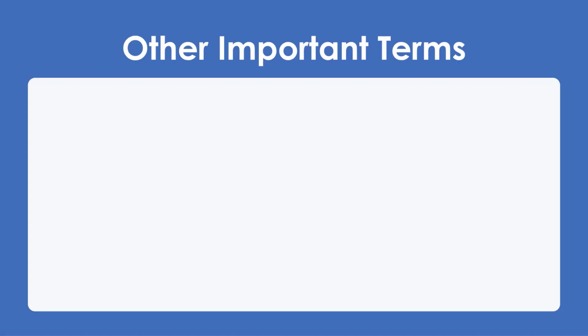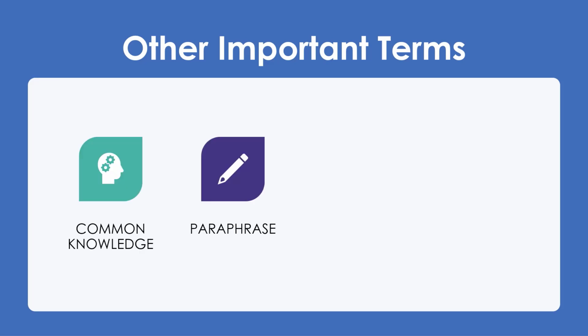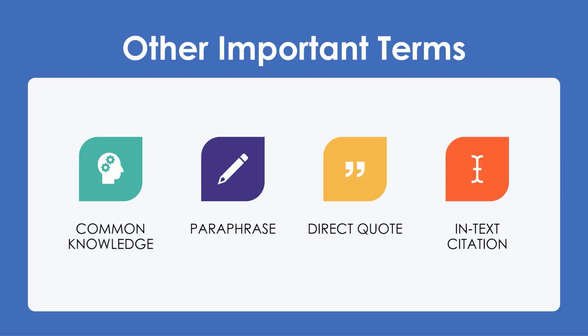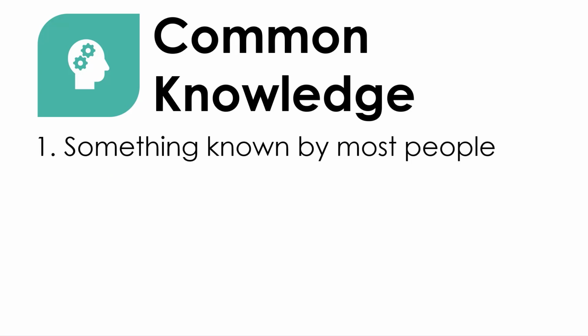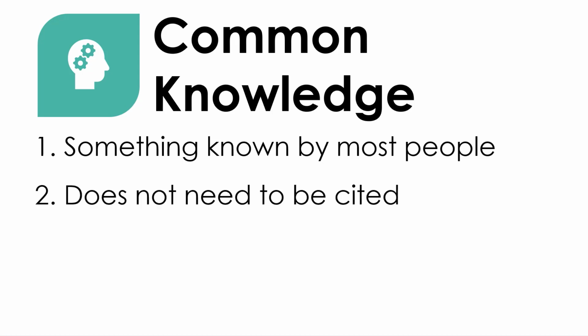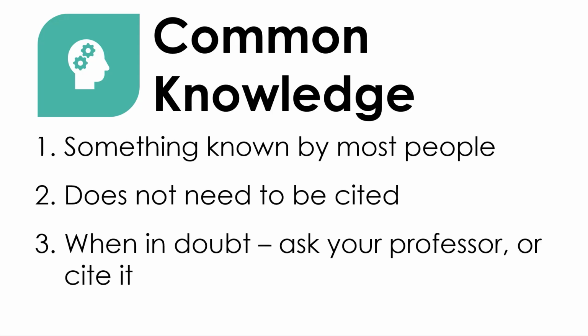Now that we've identified types of plagiarism, here are other important terms you need to know: common knowledge, paraphrase, direct quote, in-text citation. Let's take a closer look at each term. Common knowledge is information known by most people. Examples would be the sun rises in the east and sets in the west. What is considered common knowledge also depends on your audience. This type of information does not need to be cited. However, when in doubt, ask your professor or cite it.